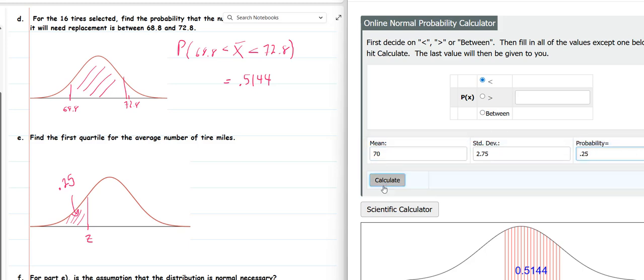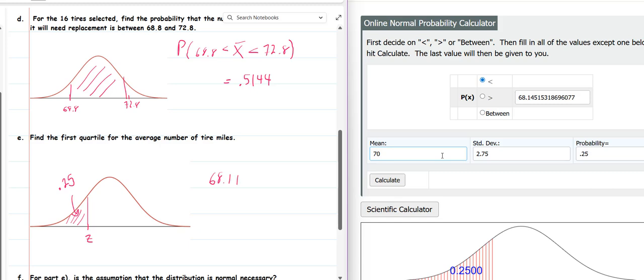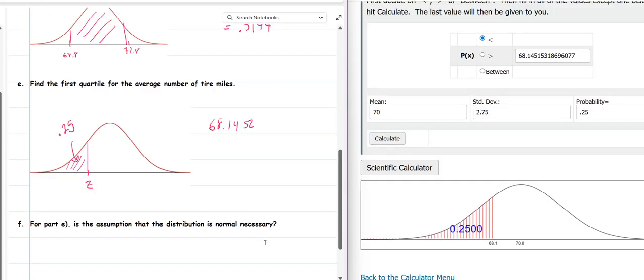And click calculate, and we get 68.1452.